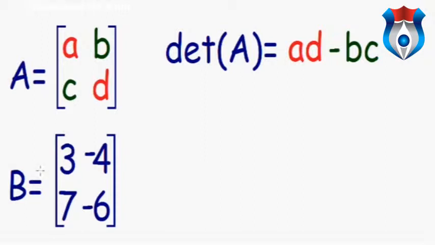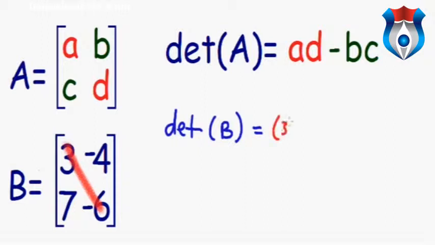So let's use this formula to find the determinant of matrix B. The determinant of matrix B is equal to A times D, which is our red diagonal. Our red diagonal are the numbers 3 and negative 6. I need to multiply these two numbers together, so I'm going to multiply 3 times negative 6. And we need to subtract B times C, which is our green diagonal. Our green diagonal are the numbers 7 and negative 4. We need to multiply these two numbers together, so I'm going to multiply 7 times negative 4.